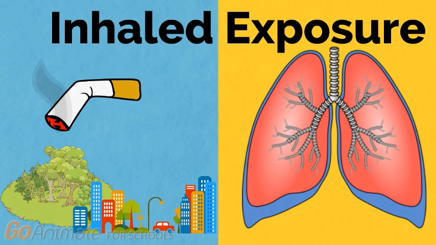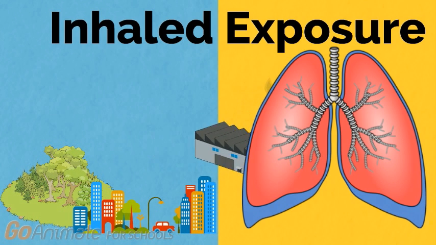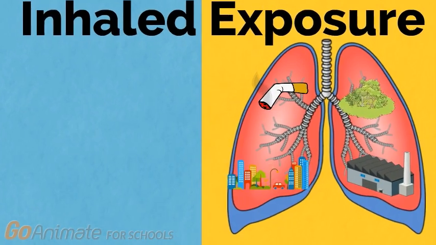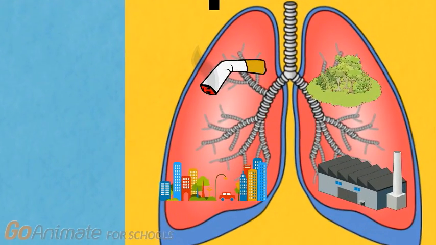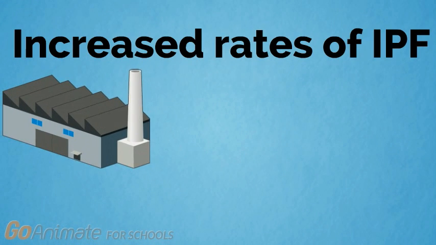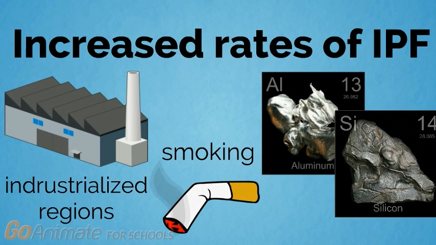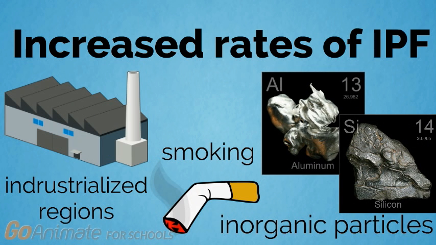Multiple lines of evidence suggest that inhaled exposures via smoking, the environment, and occupational circumstances contribute to some cases of IPF. These potential agents contribute to repetitive stress on the cells of the lungs. Epidemiological studies further depict that higher rates of IPF incidence are seen in regions that are more industrialized, where men are more likely to smoke and work in dustier conditions, and where inorganic particles such as silicon and aluminum accumulate, as they are frequently found in the lymph nodes of IPF patients.